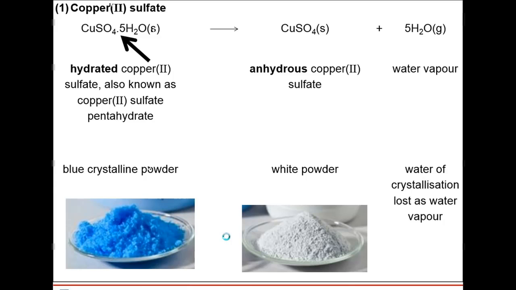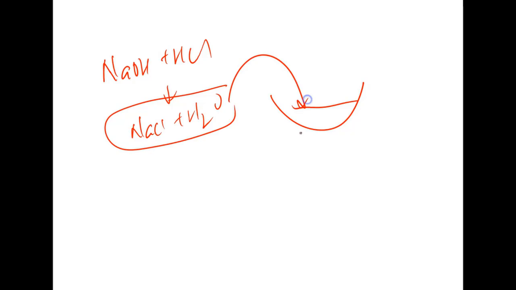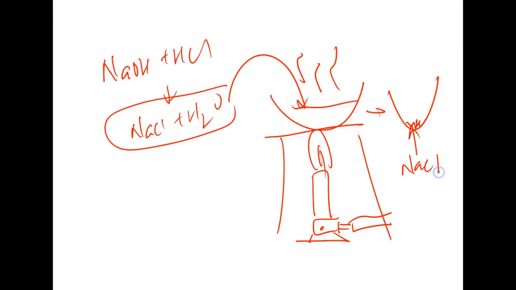Before we move on, there's something we need to cover first, because during the preparation of salts it is quite common. If you recall, you should have done this before, where you react sodium hydroxide with HCl to get sodium chloride and water, and then you were asked to place this solution over a Bunsen flame and heat until all the water is evaporated, and this will leave you with your salt, NaCl, behind.